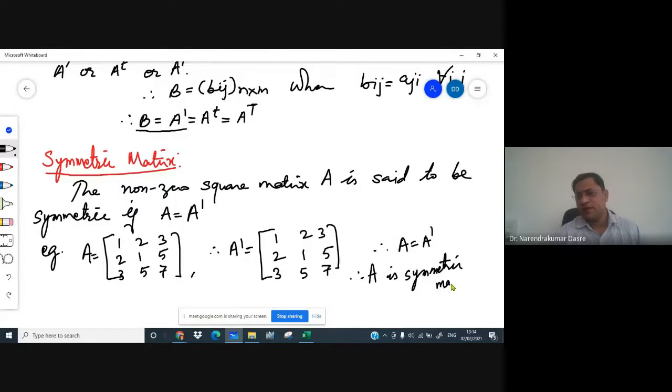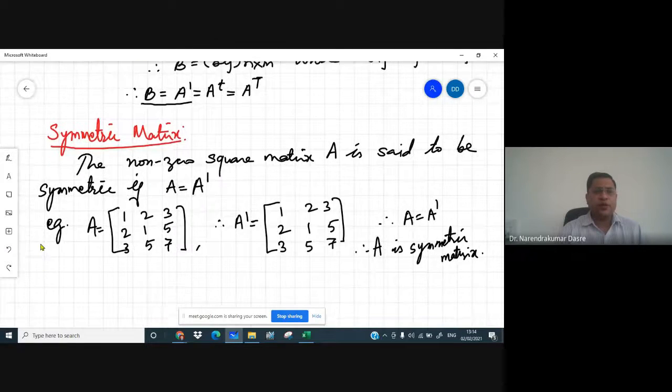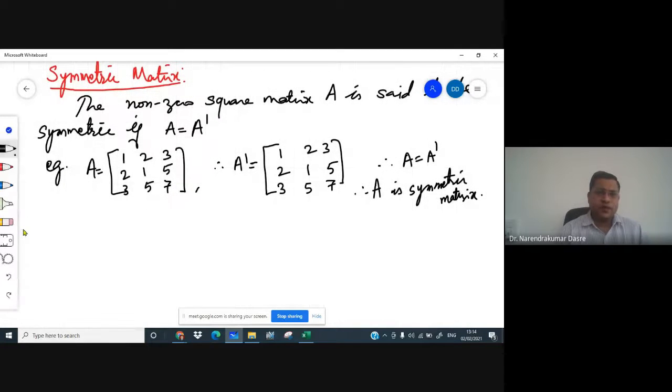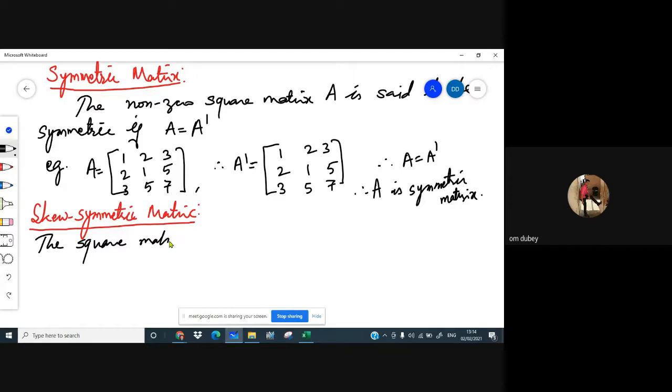Okay, so we can say A is a symmetric matrix. Now, what happens if we have some other relation? Then we are able to define another set of matrices, that is skew symmetric matrices. So we have symmetric and skew symmetric matrices. When we say a matrix is going to be skew symmetric, the square matrix's transpose is negative.